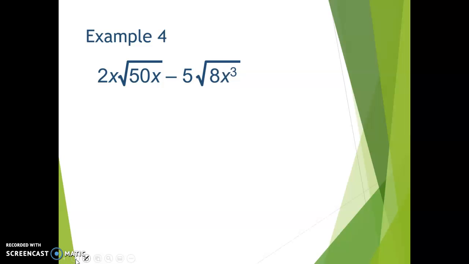All right, we've got one last example. Pause the video, try this one on your own. I'm not going to do the factoring on the screen. When you think you have it solved, come back and check your work.